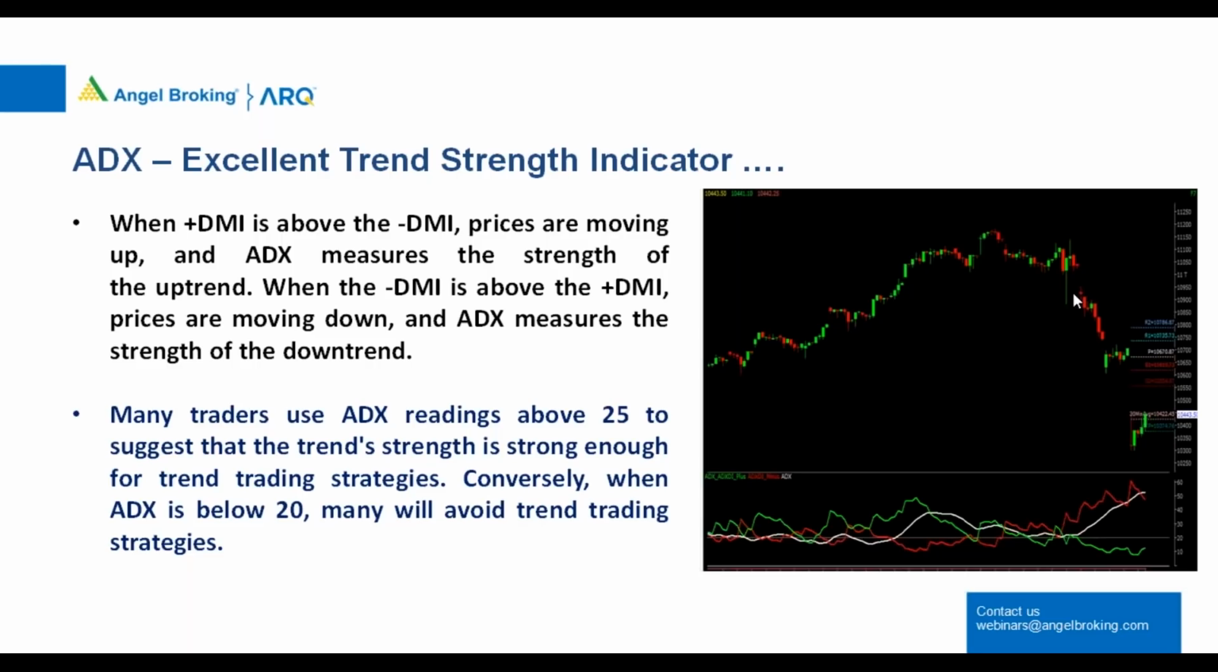When the minus DI is above plus DI, if you can see here, the red line is above the green line. The red line is the minus DI, minus DMI, that is minus directional movement index, above the plus directional movement index, that means the overall trend is down. And here you can see the ADX value, if you look at the horizontal, it's 20, 40. So the ADX value is increasing.